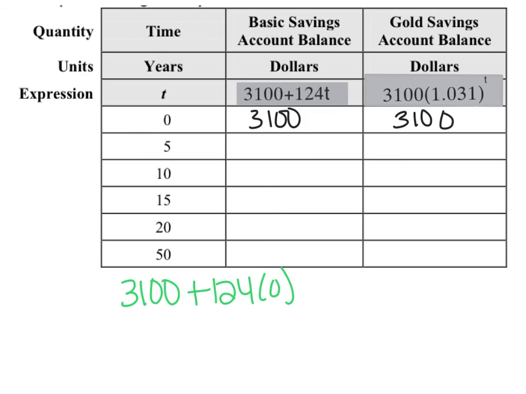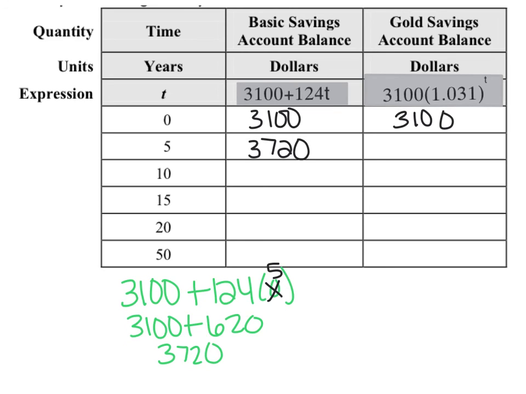All right, now going to 5, I'm going to plug a 5 into here instead. And so what would happen is I would do 124 times 5, which is $620. So that's 3,100 plus $620, which is going to be $3,720. And that amount is going to go up for year number 5.